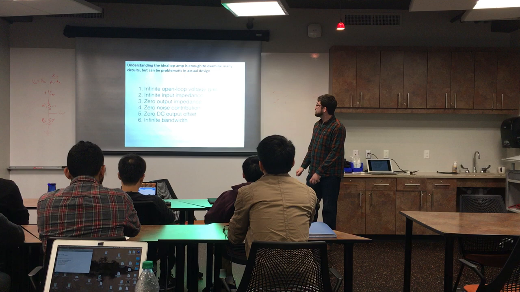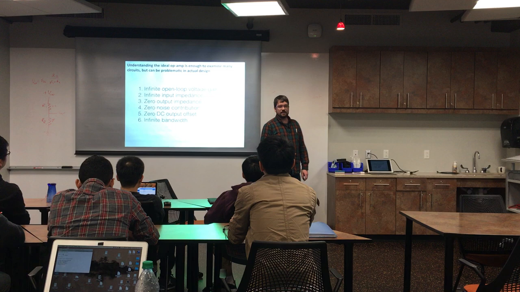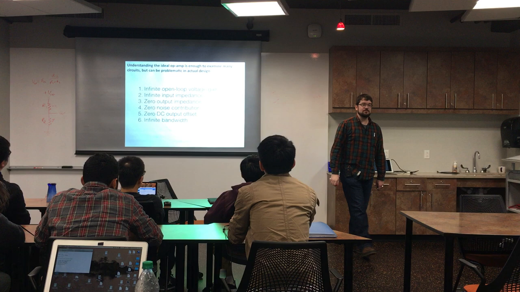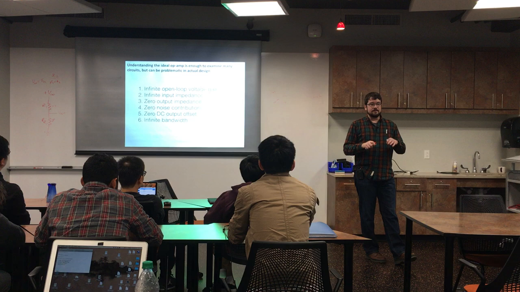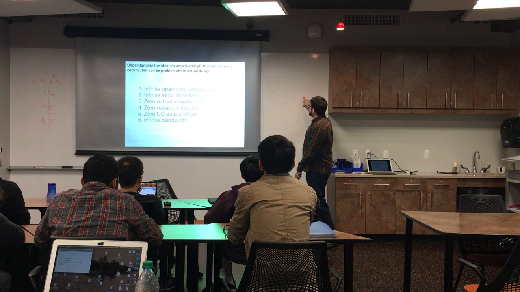Zero output impedance. This would mean that whatever you connect to here, you could connect the power supply of the Empire State Building, and assuming things are at the right voltage, it will be able to source or sink an infinite amount of current. That's not the case either. It would melt very quickly. But we're going to assume that you can source or sink an infinite amount of current on the output.